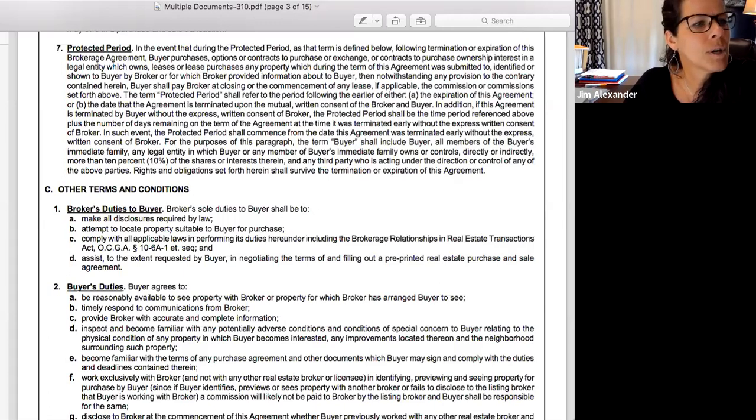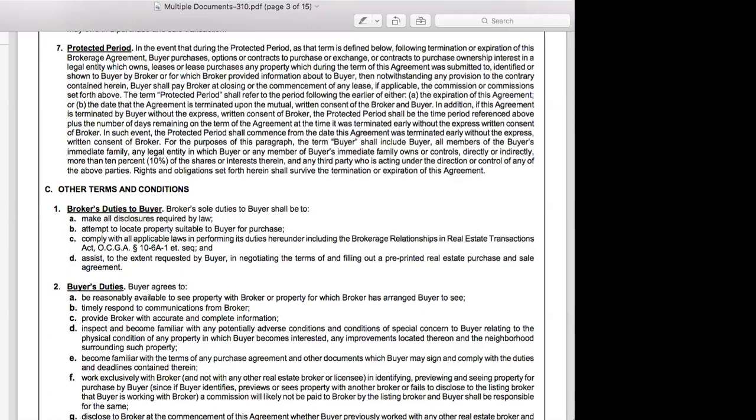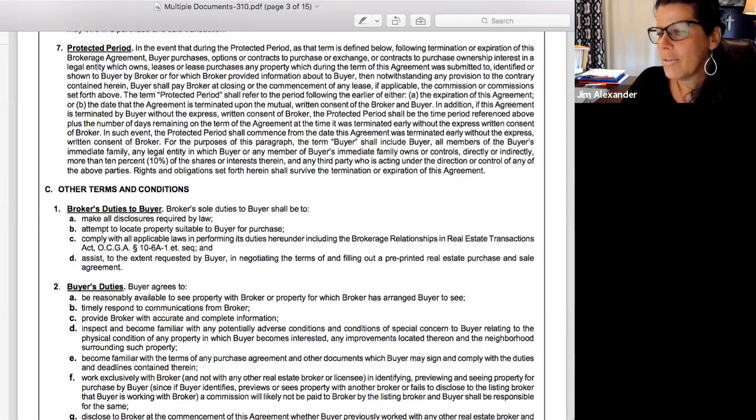If this agreement is terminated by buyer without the written express consent of the broker, the protection period shall be the time period referenced above, plus the number of days remaining on your brokerage agreement. So if the buyer just up and decides to terminate, let's say the buyer terminated their brokerage agreement today, and you had another 10 days left on the brokerage agreement, your protection period is extended the 90 days plus the remaining days on your brokerage agreement.